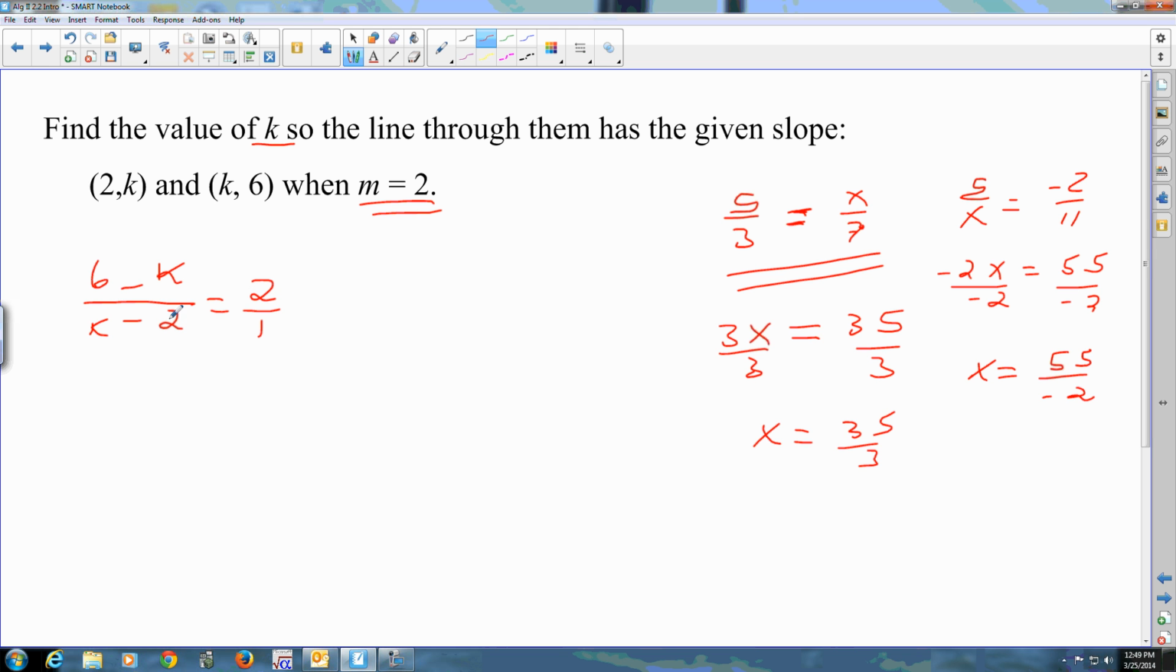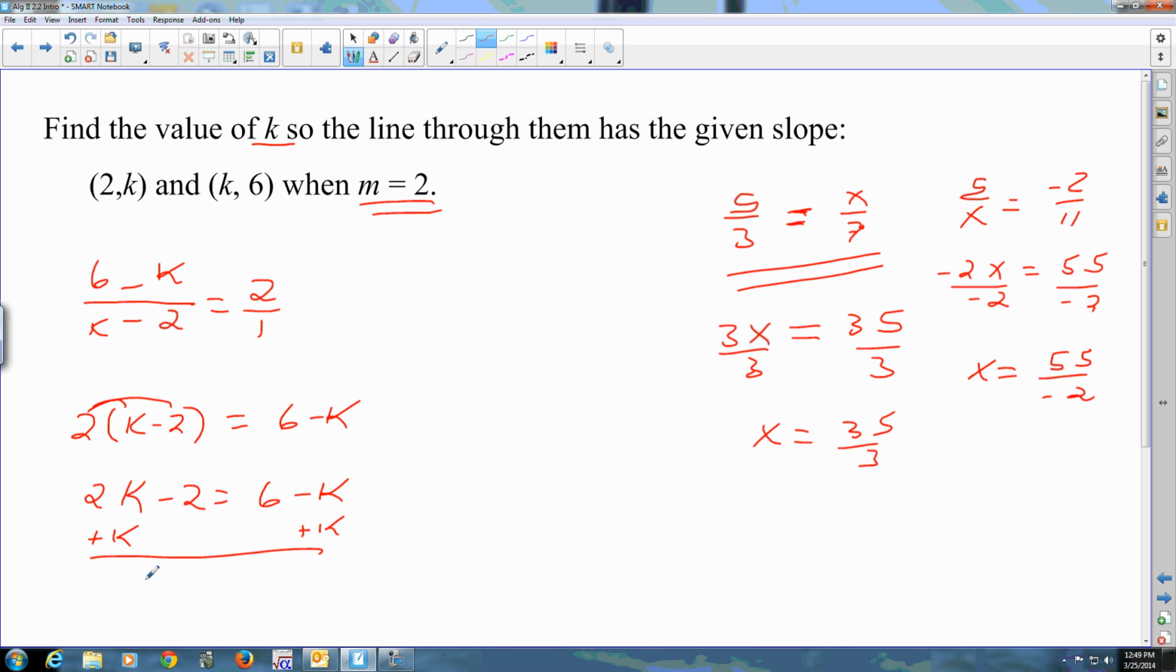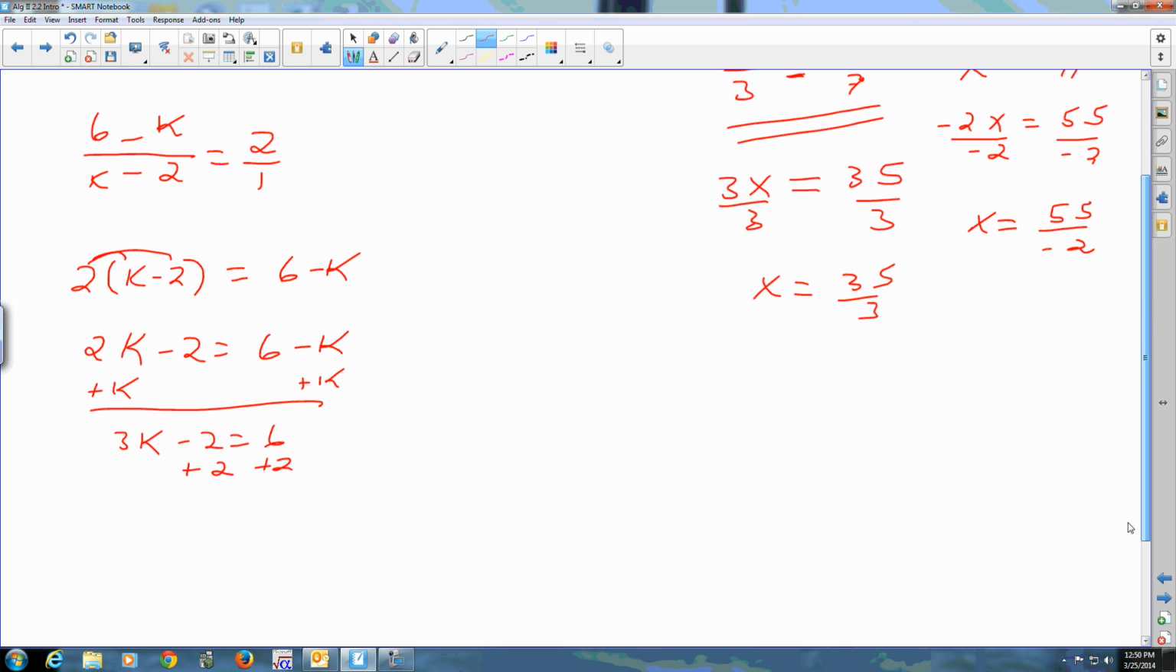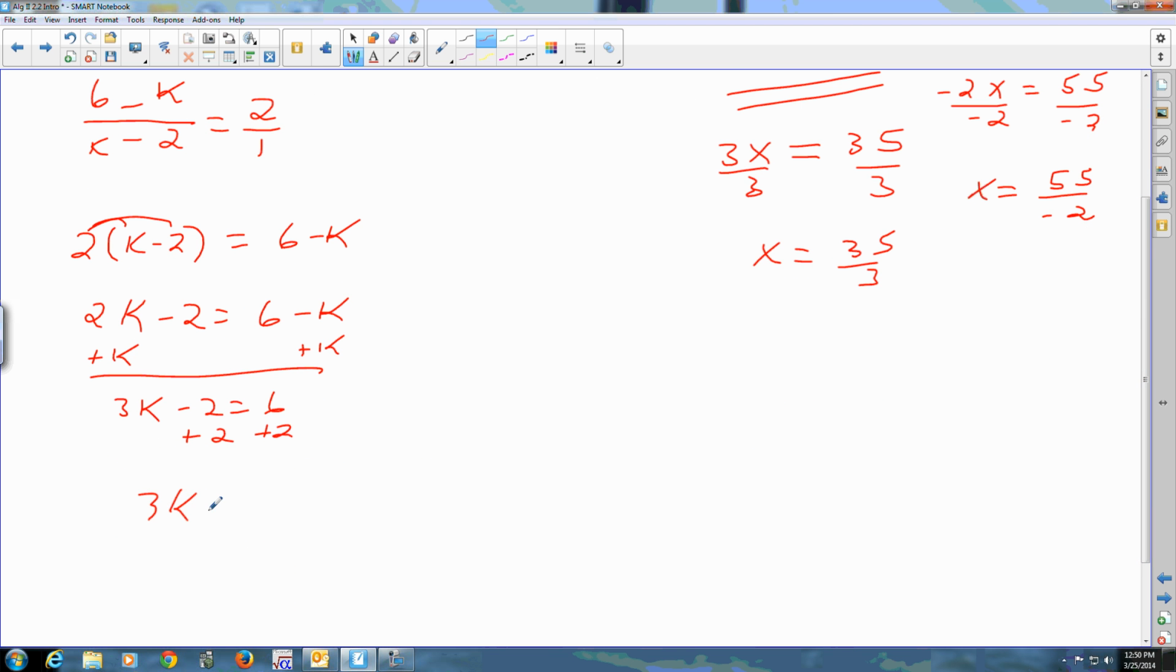Now cross multiply. That's 2 times all of that equals 6 minus k. Distribute the 2 inside. 2k minus 2 is equal to 6 minus k. How about add the k to the other side? 3k minus 2 is equal to 6. Add the 2. Give me a second, move the screen down. 3k is equal to 8. Divide by 3. k is equal to 8 thirds.